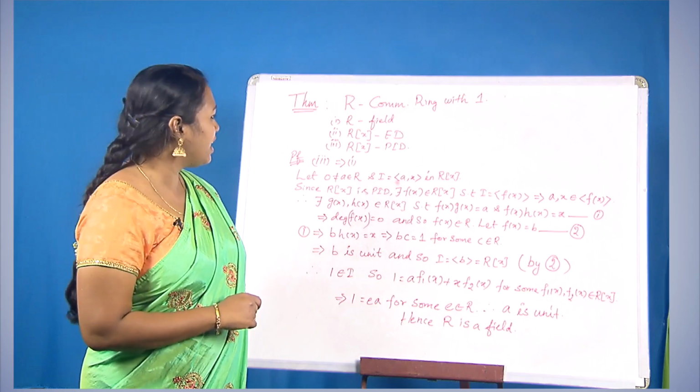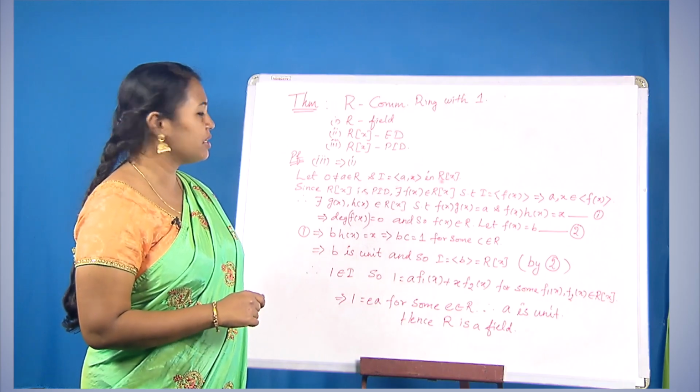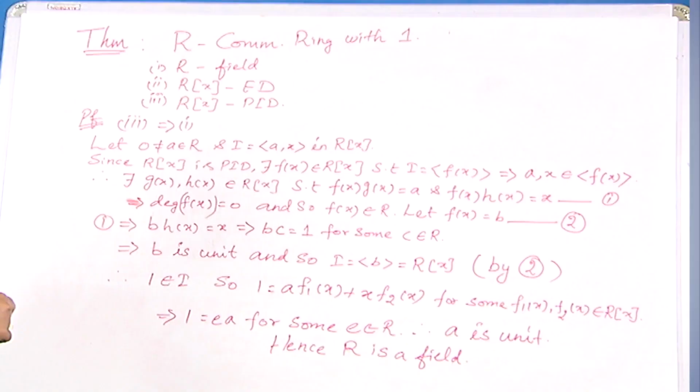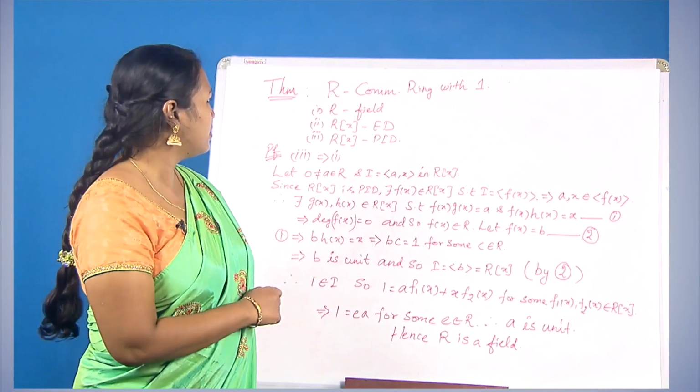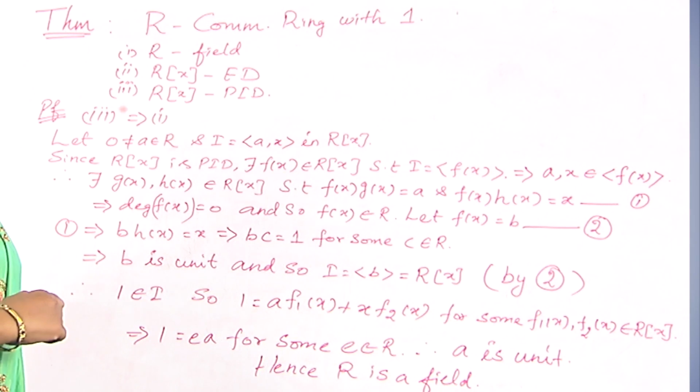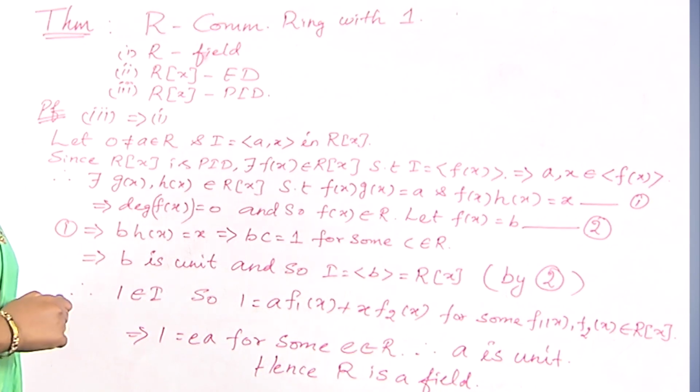So, if I is the ideal generated by a comma x, it is a principal ideal in R[x]. Now, since R[x] is a PID, there exists an f(x) in R[x] such that I can be generated by some polynomial f(x), where this a and x are inside this polynomial generated ideal.